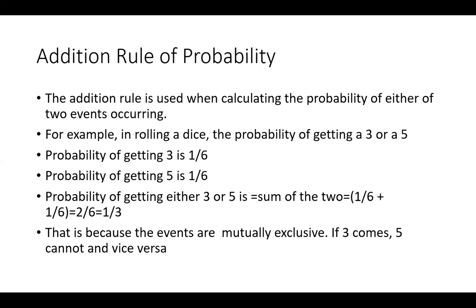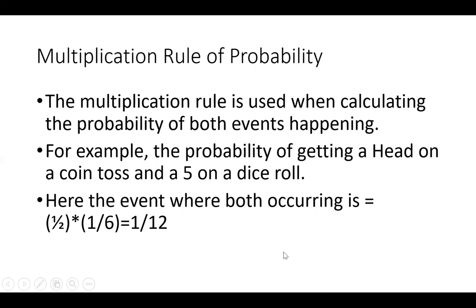There are rules like the addition rule and the multiplication rule in probability. The addition rule is used when calculating the probability of either event, so we can call it the OR rule. Either getting 3 or getting 5, then you add the two probabilities. Probability of getting 3 is 1 by 6, probability of getting 5 is 1 by 6. 3 or 5 is got by summing the two: 1 by 6 plus 1 by 6, so 2 by 6 equals 1 by 3. Because they are mutually exclusive: if 3 comes, 5 cannot come, and vice versa.